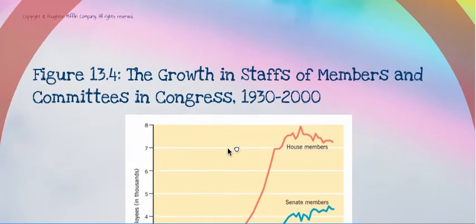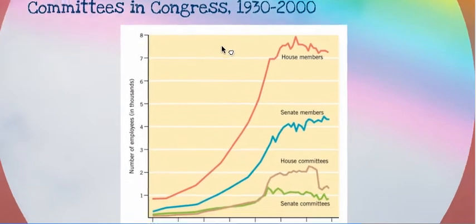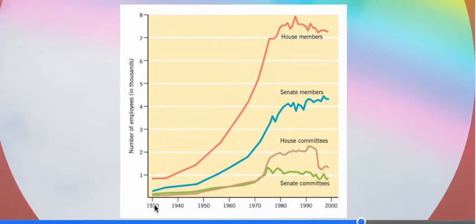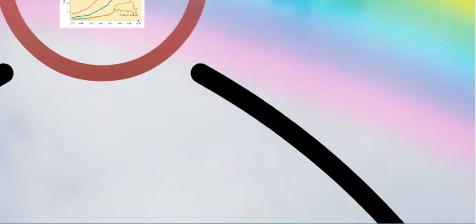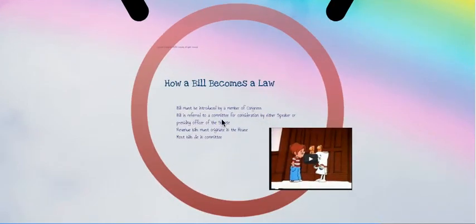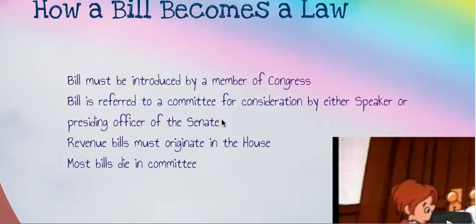Okay. Growth in staffs and members' committees in Congress, 1930 to 2000. Here's 1930, obviously. Starting out, not a lot of staff members. And this is in thousands. So there are literally 7,000 to 8,000 staffers that work in the House. Not so much in the Senate because they don't have that many. And these folks get a pretty decent salary. Very busy, I would imagine.